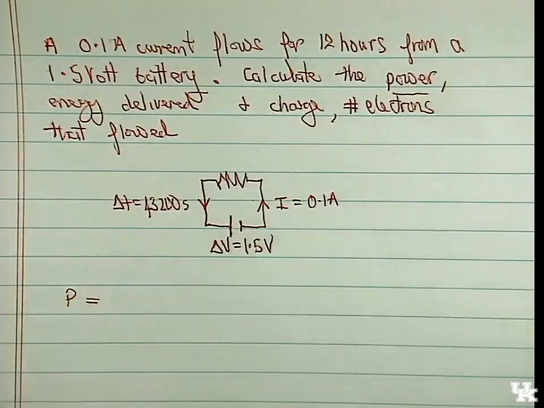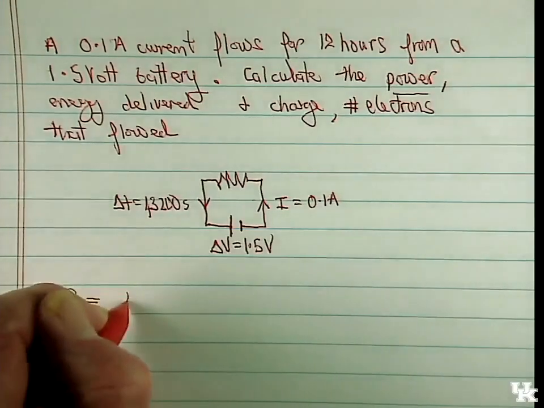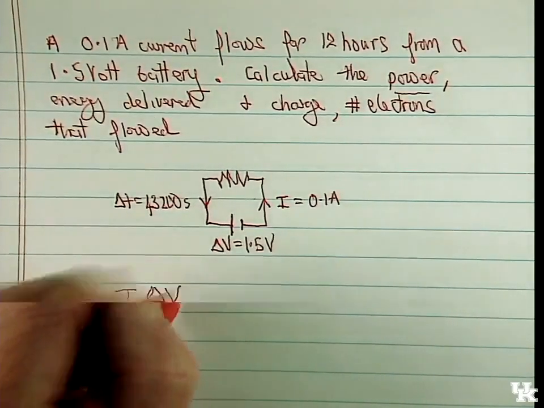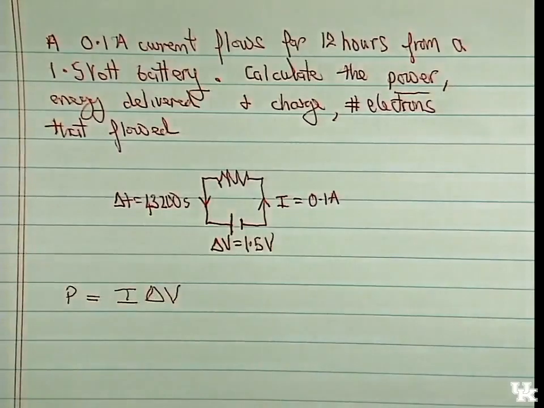P for power, the power dissipated in a resistor. That's also the power delivered by the battery, which is equal to, we just met this equation, the current that's flowing times the voltage difference. So think about that resistor.